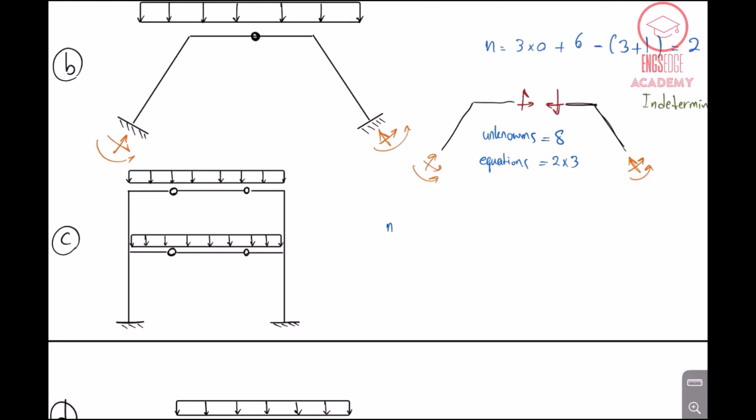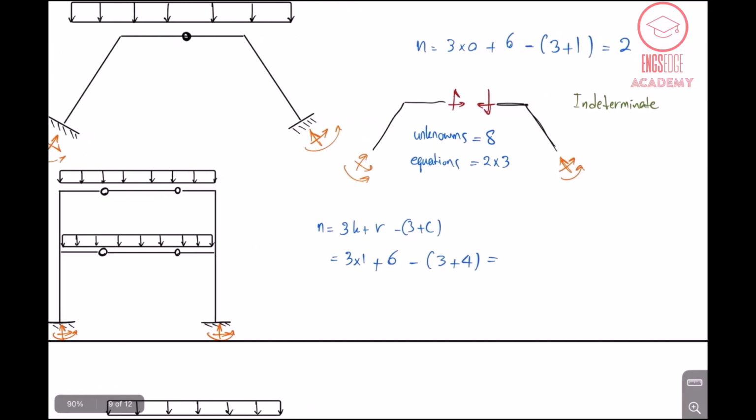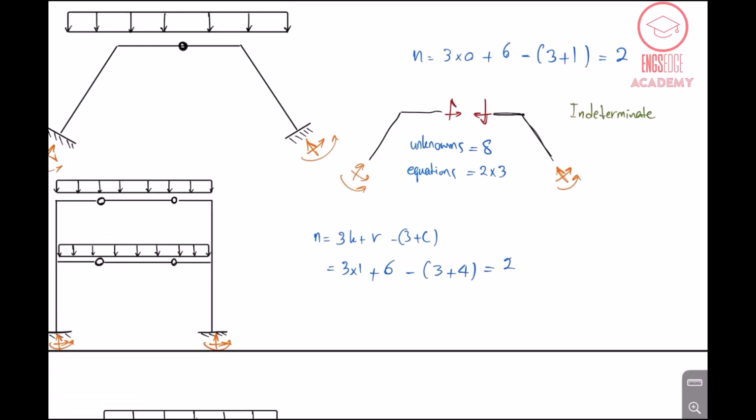In the next example, as you can see, there's 1 loop, three reactions here and 3 reactions there. So, n is equal to 3 times 1 plus 6, minus 3 plus 4, equals 2. How many constraint equations do we have? 1 for this joint, 1 for that, 1 for this one, and 1 more, so 4 in total. Again, the result is 2.